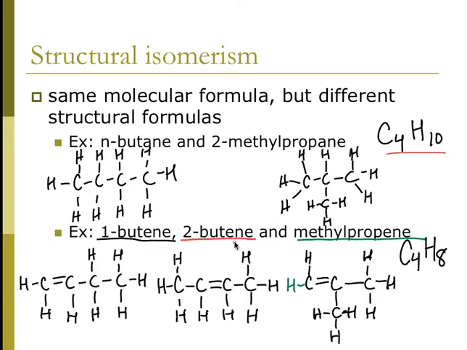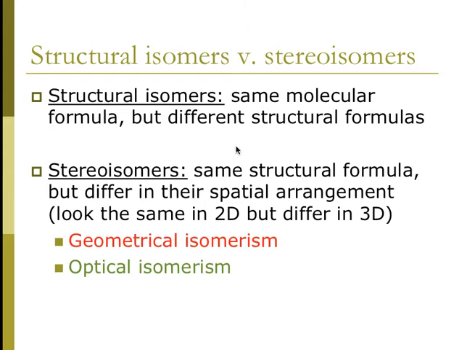Then you have 1-butene, 2-butene, and methylpropene. All have the formula C4H8, but all have different structures. We're going to talk a little bit more about these differences and the effect they have. So, structural isomers have the same molecular formula, but different structural formulas.